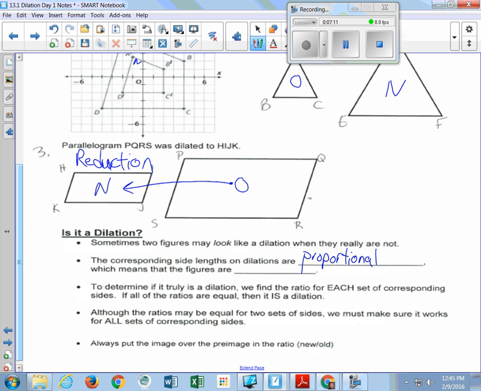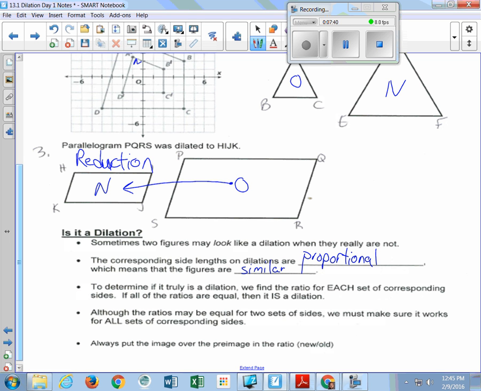Okay, which means that the figures are similar. We've already dealt with proportional and similar figures once this year. To determine if it is truly a dilation, we find the ratio for each set of corresponding sides. If all the ratios are equal, then it is a dilation.